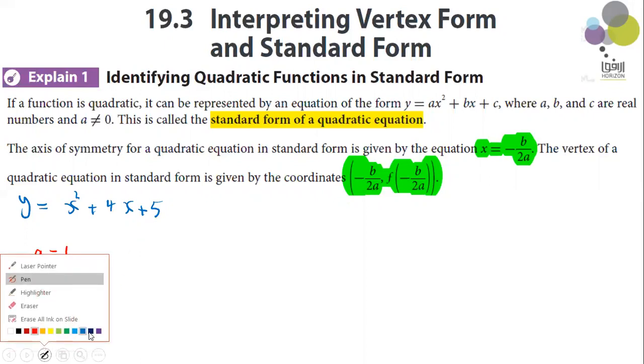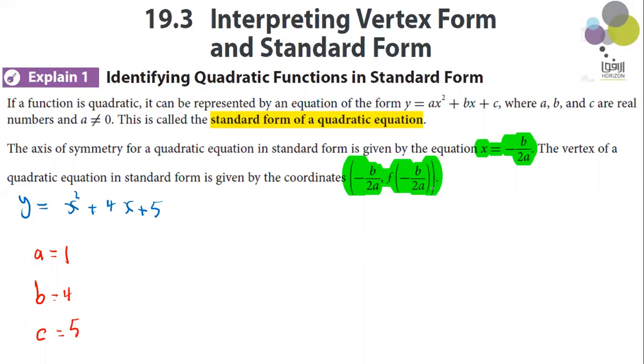Now, we will learn how to get a vertex from the standard form. We have a rule for the first coordinate of the vertex: minus b over 2a. We will apply this rule. What is b? B is the coefficient of x. What is a? A is the leading coefficient. A is 1, b is 4. Then we can substitute 4 for b and 1 for a to get the first coordinate of the vertex.